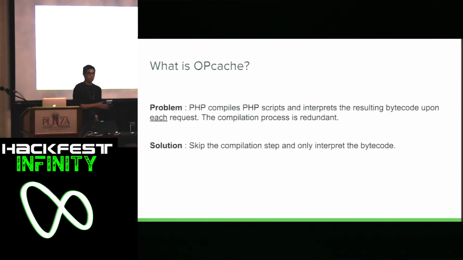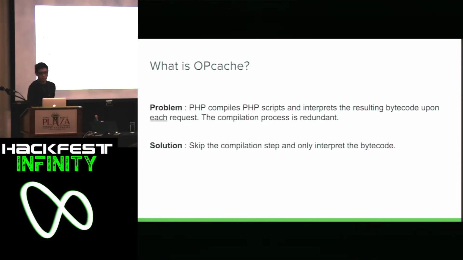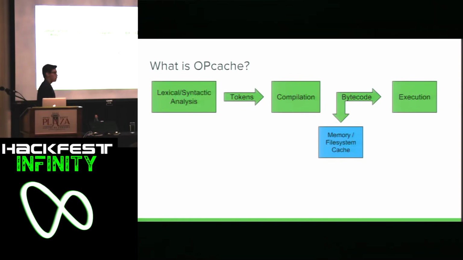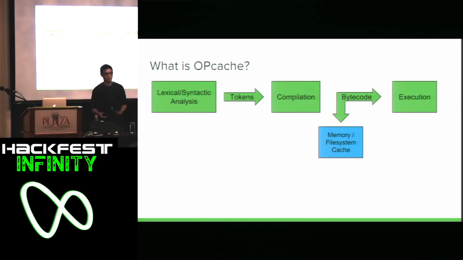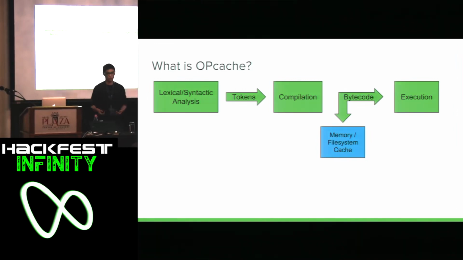So like I said, there are some steps in the PHP process that are redundant, and what OPcache does to solve this is basically remove the useless steps in the compilation process. So let's say you have a website that you'd like to run. The very first time that a guest visits one of your web pages, it's going to go through the normal process. PHP is going to start off by breaking it down into tokens. The tokens will then get compiled into bytecode, and the bytecode gets executed. But this time, the bytecode is also stored in a cache. This cache would be either in memory or in a file system cache.